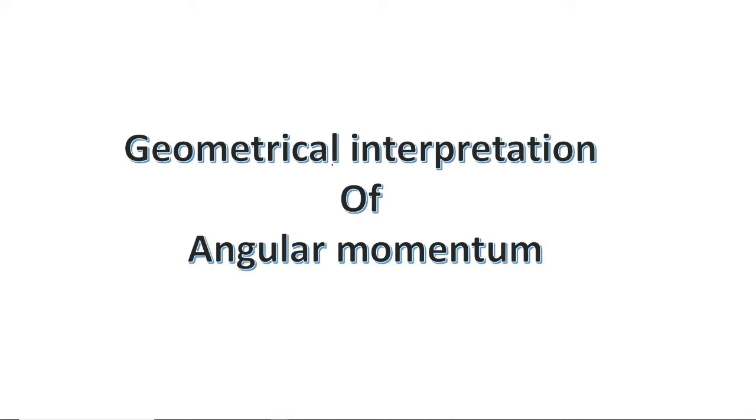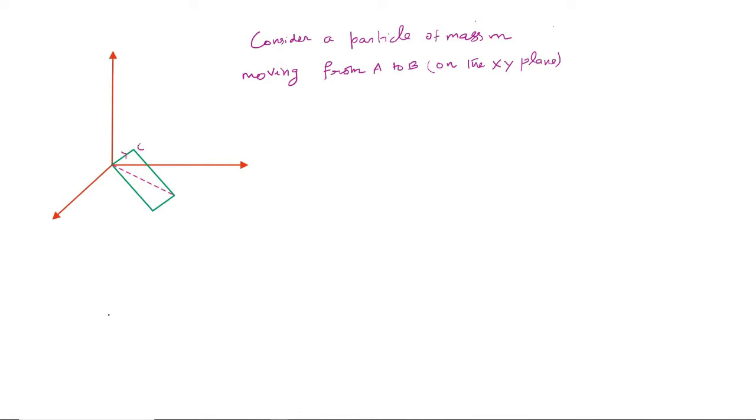In this video we will be learning about the geometrical interpretation of angular momentum. Consider a particle of mass m moving from A to B on the xy plane. This is the diagram we are going to consider, with the x, y, z axes.